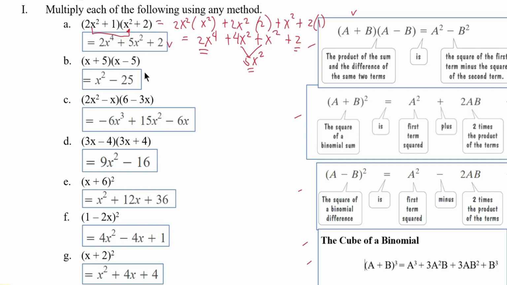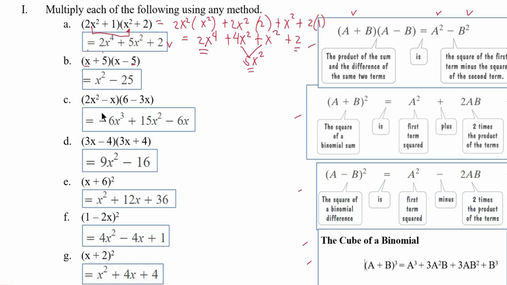Okay, number 2, again, you can also use a FOIL method or the distributive method, or simply use this first formula. That is simply your a square minus your b square. Your a here is x, so x square, then your b is 5, so that is simply 5 square. So the answer will be x square minus 25. So ito yung a, ito yung b.